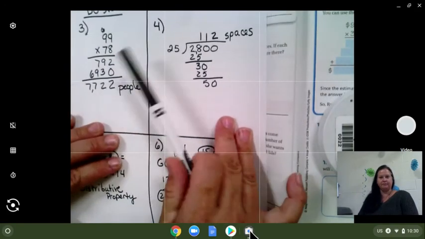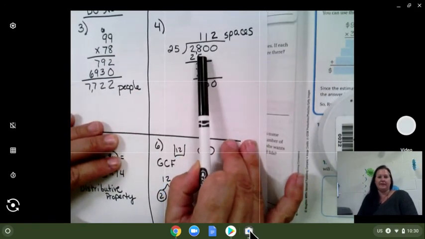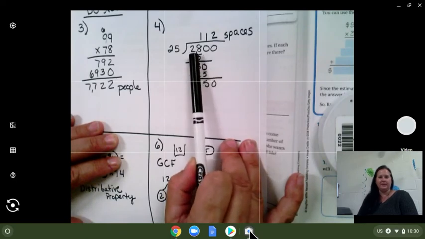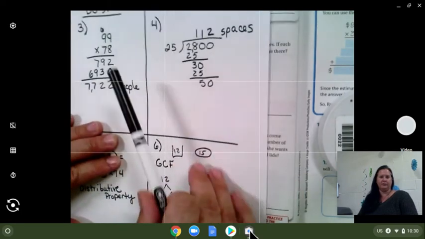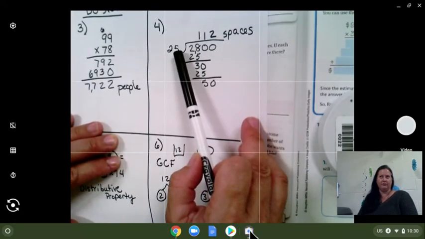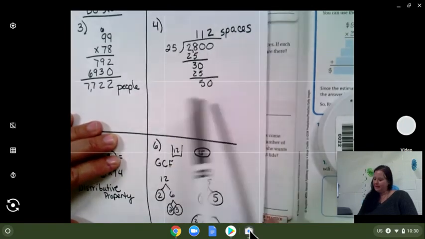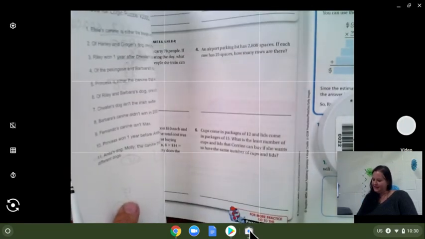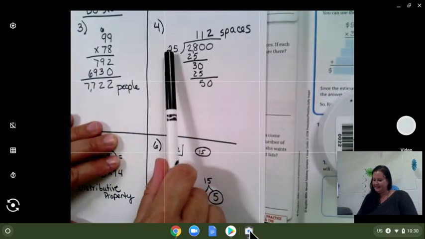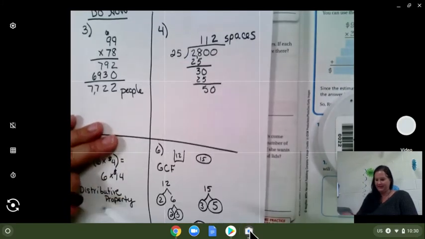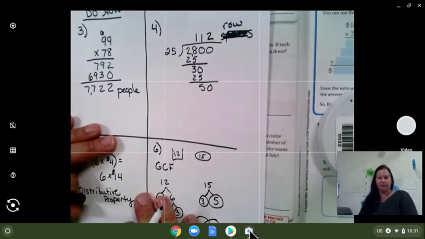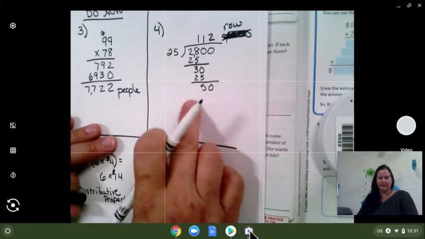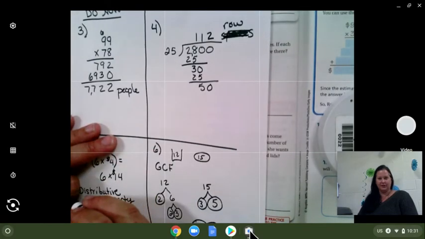Okay, here we have a division problem about cars. So if you have 2,800 cars, there's 25 cars per row. How many spaces are available per row? Wait a minute, that's not what it said. It said if it has 25 spaces, how many rows are there? So I actually labeled that incorrectly. There should be 112 rows. And there you're just doing some division. Check your division and make sure it looks like mine.